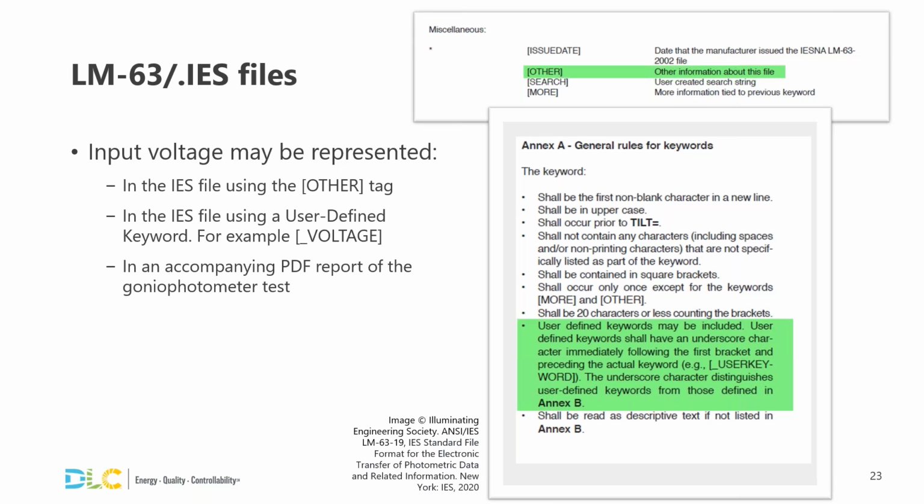The PDF and IS file must be clearly related through the use of the same report number and other matching data. Including all of the necessary elements of a full LM79 distribution report within the IS file is recommended, rather than including the voltage in a separate PDF document.